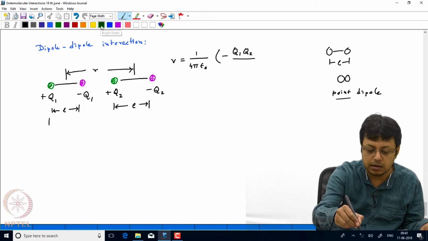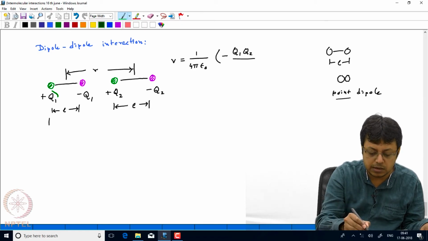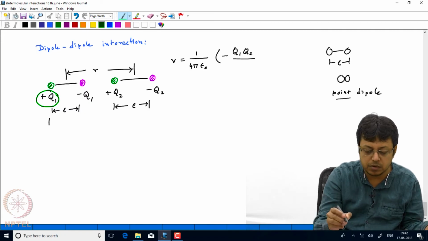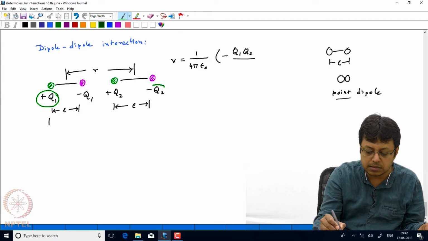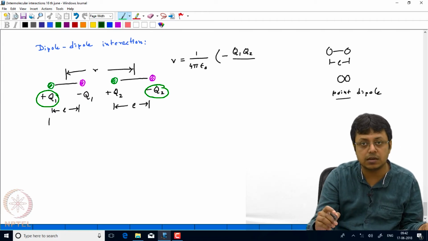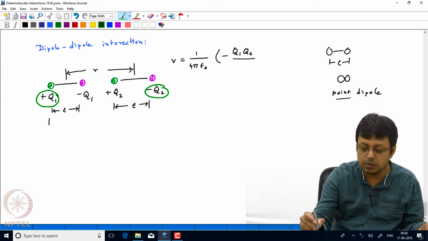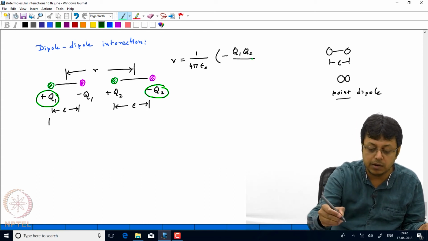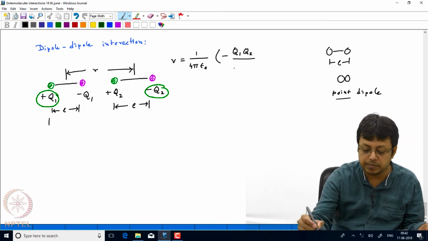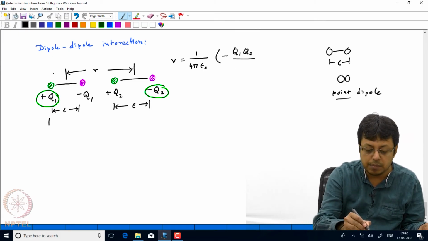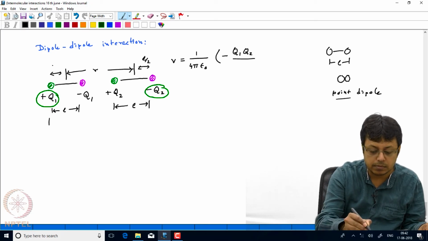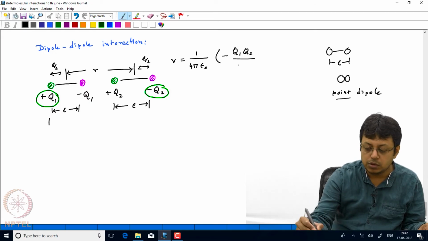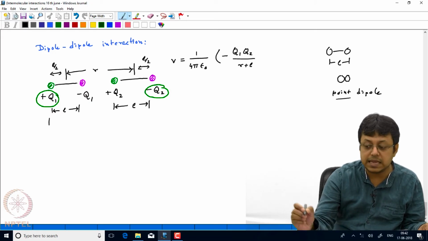Let me use a different color. I am first calculating the plus q1 with minus q2, which is the farthest pair. So, it will be plus q1 minus q2, and the term will be minus q1 q2 divided by the distance. The distance in this case will be r plus this distance, which is L by 2, plus this distance. So, it will be overall r plus L.